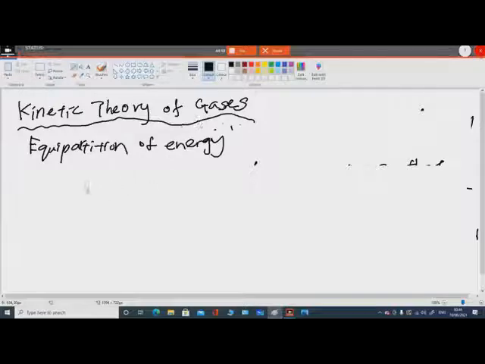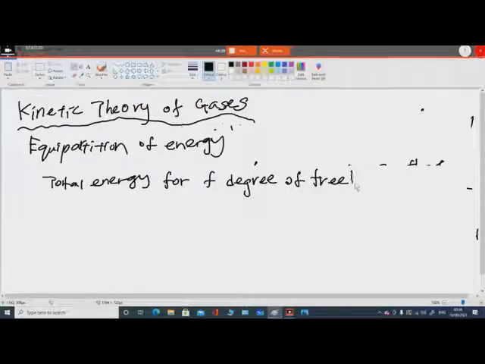So the formula for the total energy for F degrees of freedom of molecules. The total energy we got is equal to F over 2 kT.